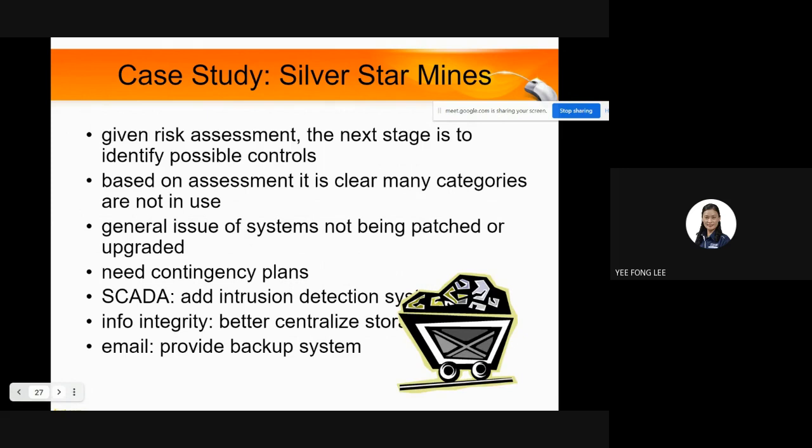So attention needs to be paid to controls such as audit monitoring and analysis, and also reporting, audit reduction and generation, information system backup, information system recovery, and reconstitution.